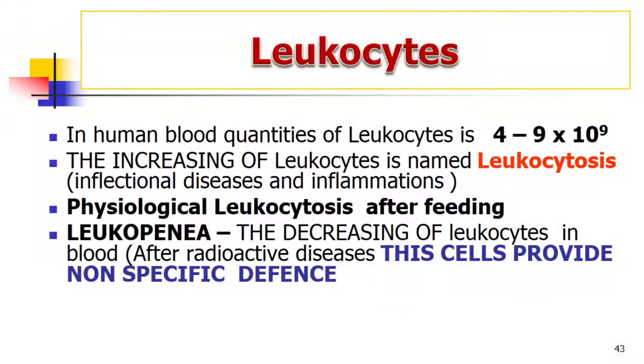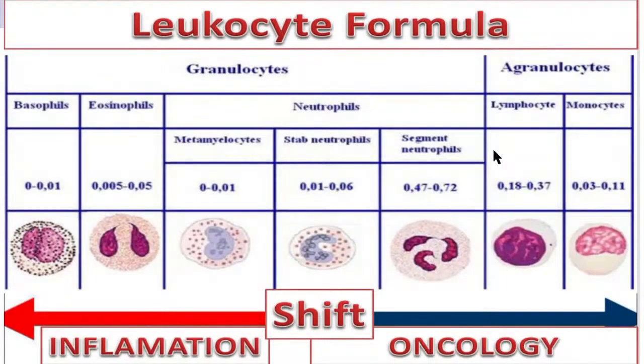Well, so leukocytes. In human blood, the quantity of leukocytes is 4 to 9 × 10^9 per liter. We also have seen that an increase of leukocytes is named leukocytosis. Ordinary leukocytosis takes place in infectious disease and inflammations. Physiological leukocytosis very often takes place after feeding. Leukopenia is the decrease of leukocytes in the blood. Ordinary leukopenia takes place after radiation diseases. These cells provide non-specific defense. The leukocytes provide non-specific defense, except lymphocytes.